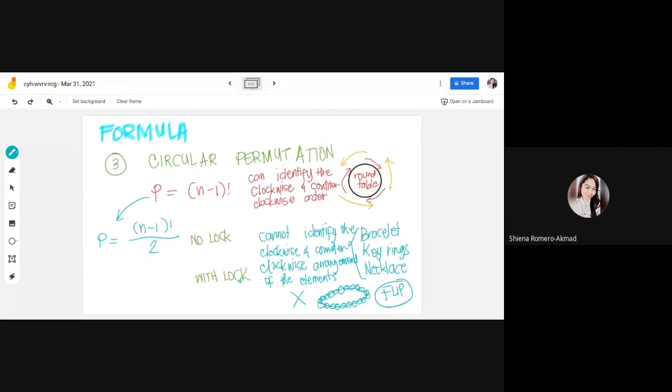Kapag naman with lock, imagine that this bracelet has a lock. Yan, may lock siya, diba? So, kapag binuksan natin yung lock, ang magiging itsura niya ganito na lang. Drawing ko lang. Mamangha kayo sa drawing ng teacher niyo. Yan. Yes, ito yung mga pearls na mukhang ngipin kanina. Ngayon, mukha ng fishball. Braces. Fishball. Yan. O, di ba? Mamangha.